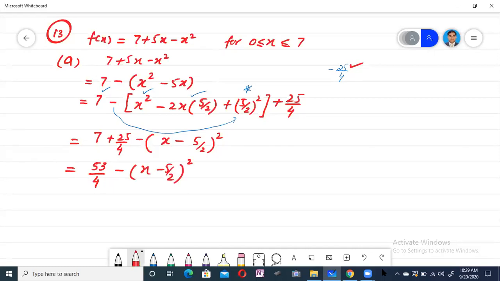Okay, now we can shift this 53 divided by 4. You know 53 by 4 is 13 and 1 by 4. 13 and 1 by 4 minus x minus 5 by 2 is 2 and 1 by 2, and square as it is. Okay, then in part B, what is it saying? Part B.